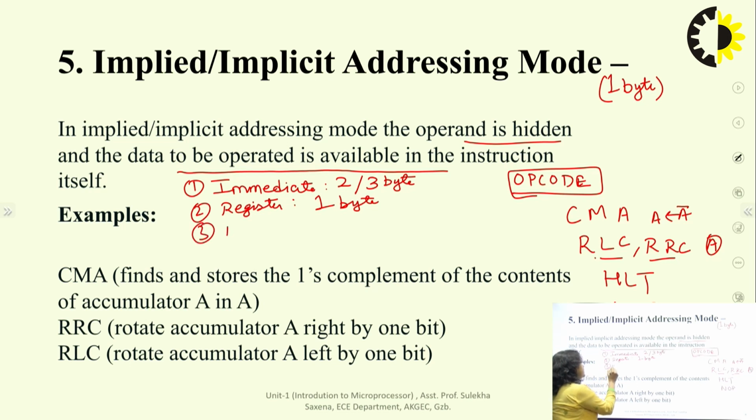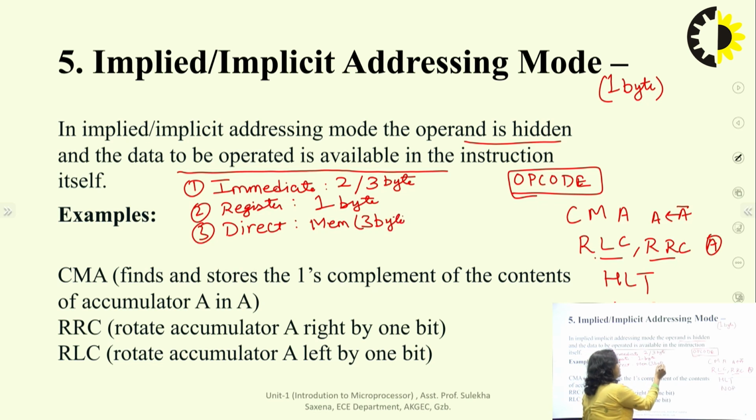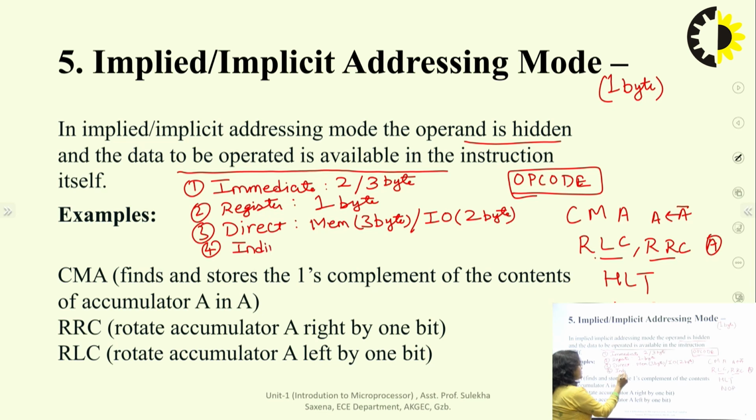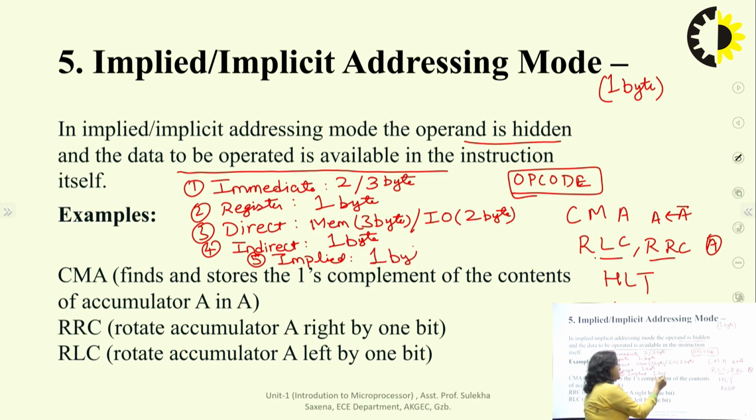Third is direct. In this instruction, the memory address or IO address is directly specified in the instruction. If we are talking about memory, the address is 2 bytes, so the instruction will be 3 bytes. And if we are talking about IO, the address is 1 byte, so the overall instruction will be 2 bytes. Next is indirect addressing mode. Since only the register pair is specified in the instruction, the size will always be 1 byte. And fifth, implied addressing mode, since only the opcode is specified and no data or address, the size will always be 1 byte.